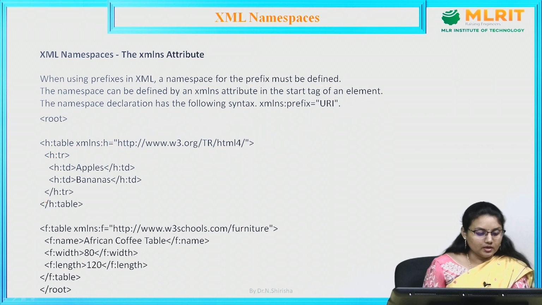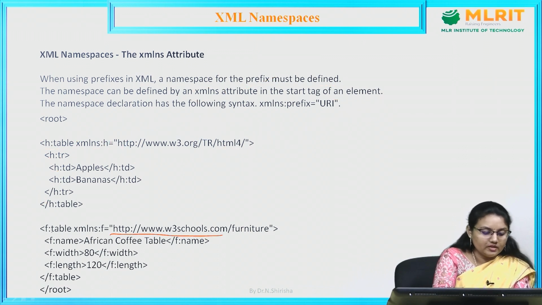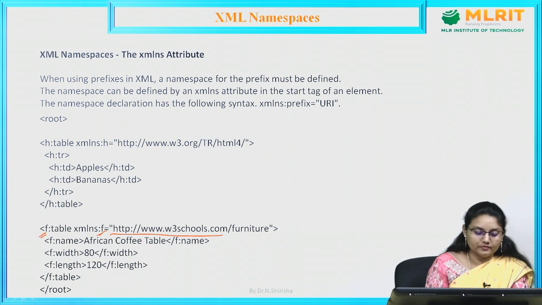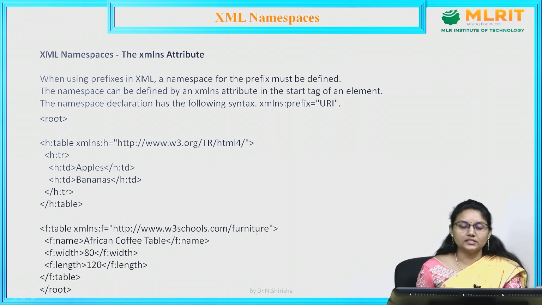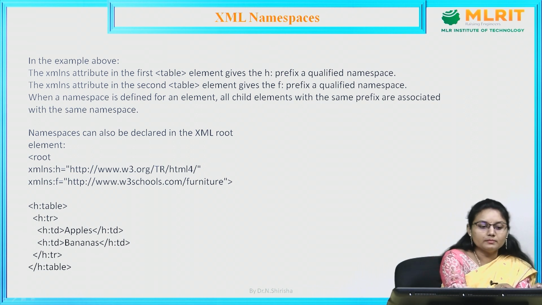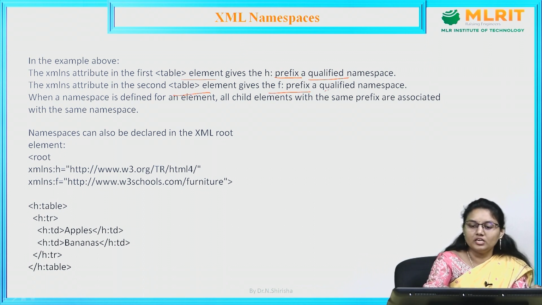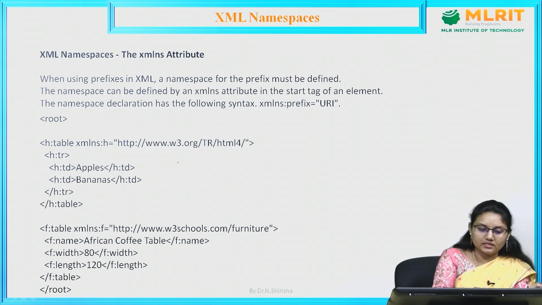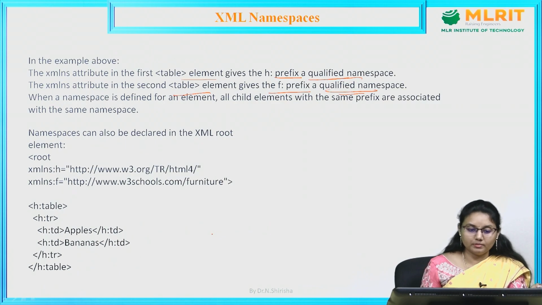Now here also we are giving the prefix F namespace. This is also given some path, w3schools furniture. So any path you can define there. That is just defined as a unique definition for the prefix that you are going to use as a namespace. So in this example, the xmlns attribute in the table element gives the H prefix and the second table gives the F prefix. These two are having what? Qualified namespace. That is nothing but a qualified namespace.